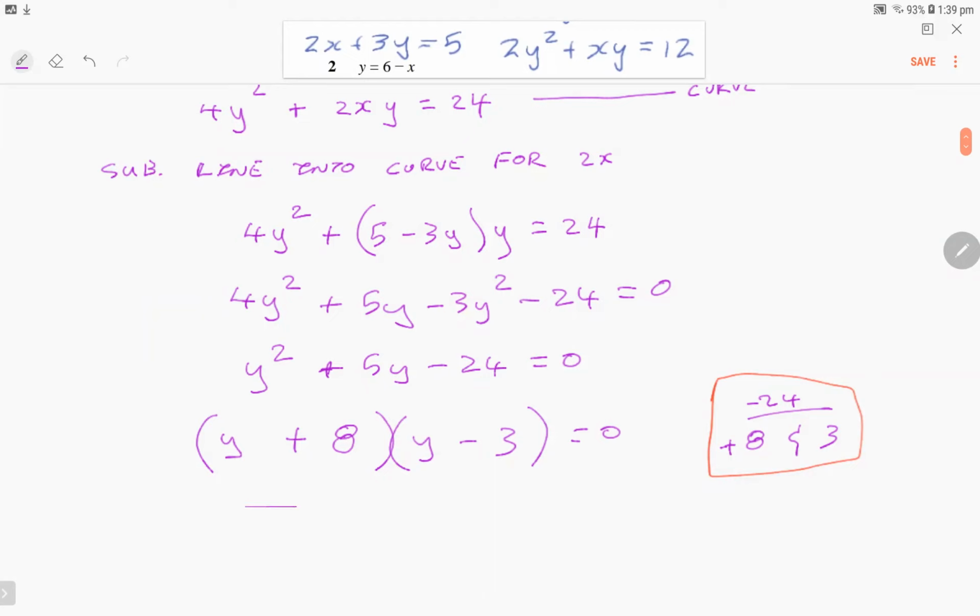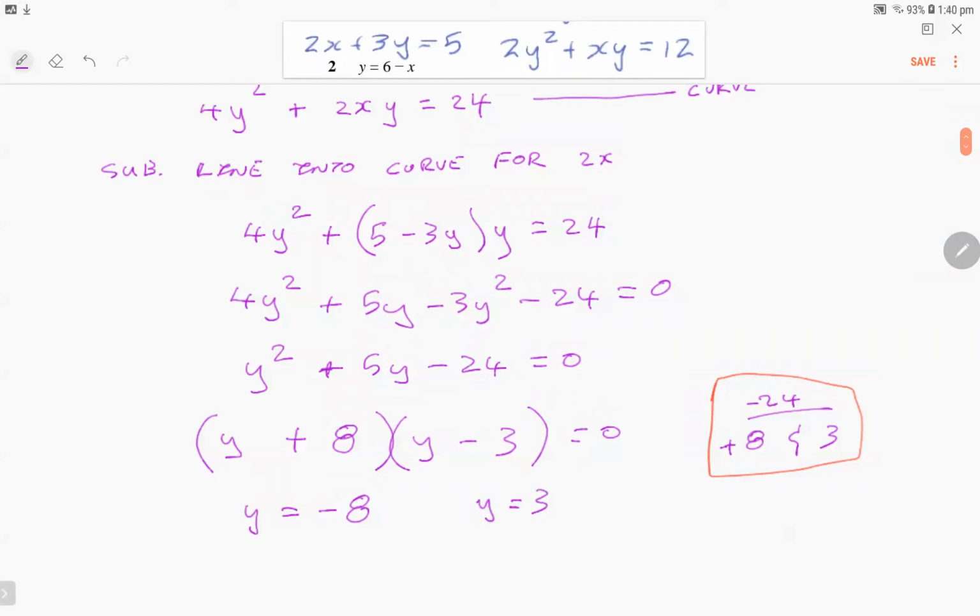So now that I know that it factorizes good, what are my two values? Y equals negative 8. I care about the 8, it becomes negative 8. And this one, care about the negative 3, becomes positive 3. Y equals 3. So those are my two y values: y equals negative 8 and y equals 3. Now I need to find the corresponding x values.